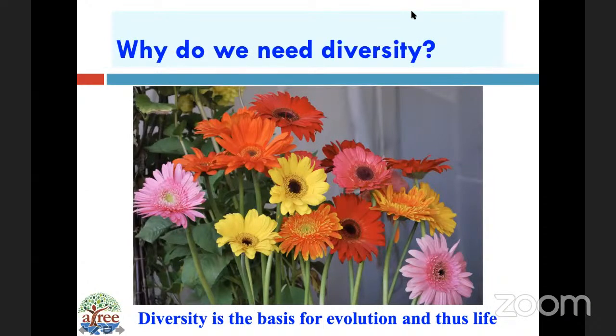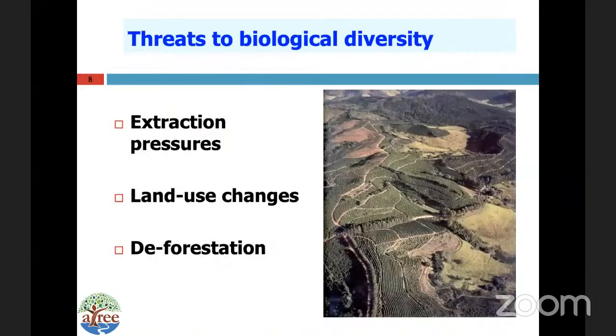But why do we need this diversity? As you know, genetic diversity is the basis for evolution. All things on Earth evolved because of the diversity that existed within them, and that is what sustains life. I'll give you some examples of how diversity is important for sustaining life.